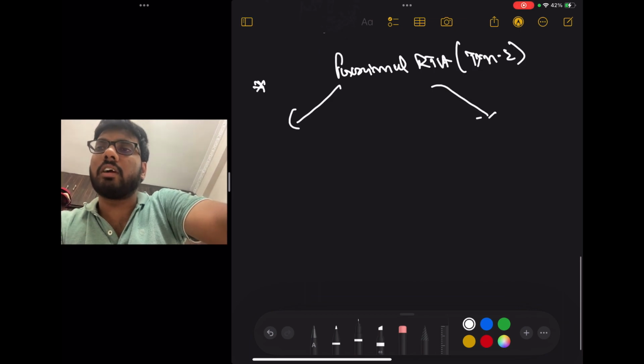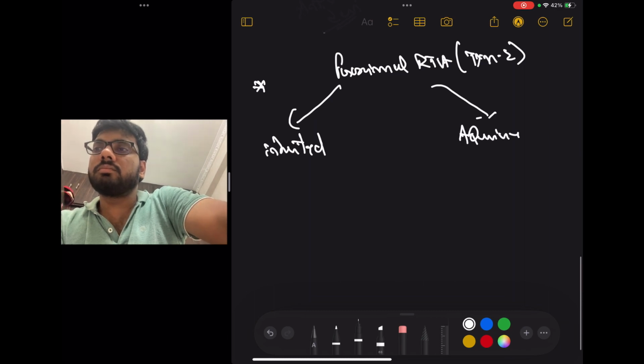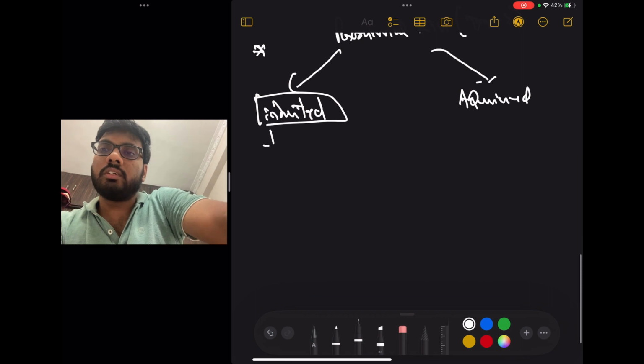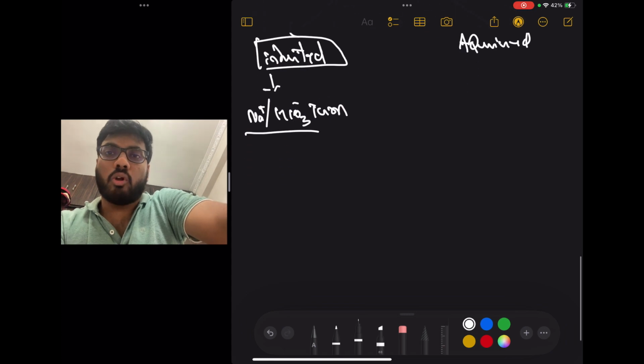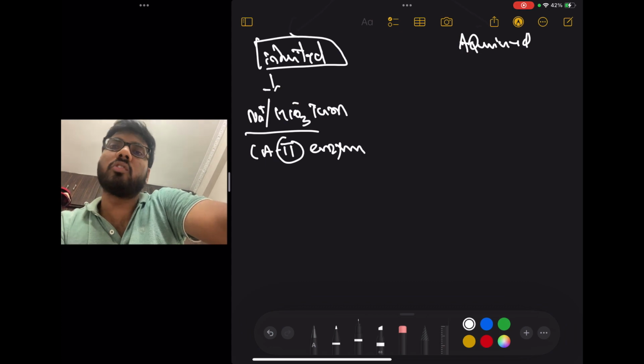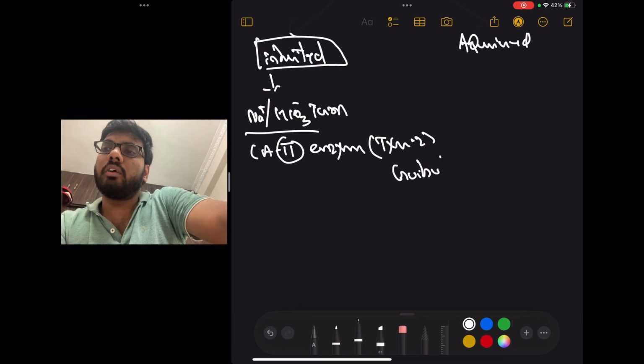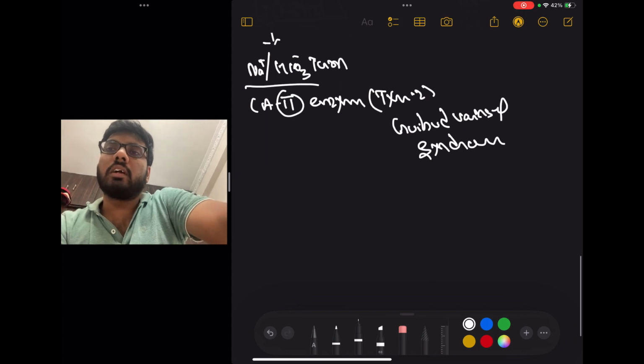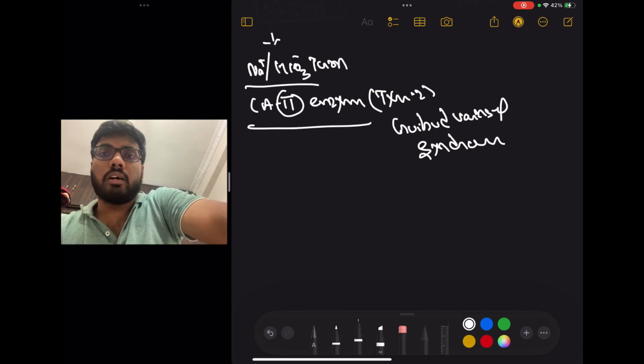So again, we have inherited, we have acquired. Inherited causes, sodium bicarbonate. So it is usually due to the defect in the sodium bicarbonate transporter in the PCT, proximal convoluted tubule, or carbonic anhydrase type 2 enzyme defect. This actually produces type 3 RTA, which is also called as Guibard-Vainsel syndrome. Okay, carbonic anhydrase enzyme deficiency, sodium bicarbonate transporter defect.